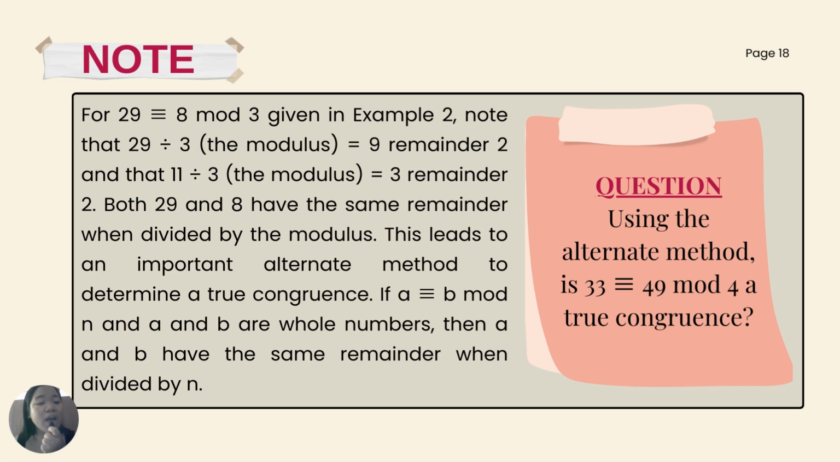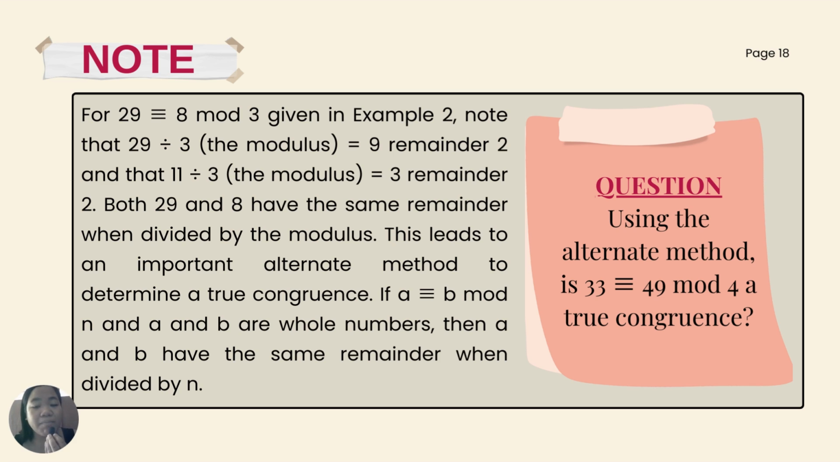So this leads to an important alternate method to determine a true congruence. If A is congruent to B mod n and A and B are whole numbers, then A and B have the same remainder when divided by n. Let us answer this alternate method. Kung kagina, ginhatag ta lang ang equation, tapos solve ta lang kung true congruence ba na siya.